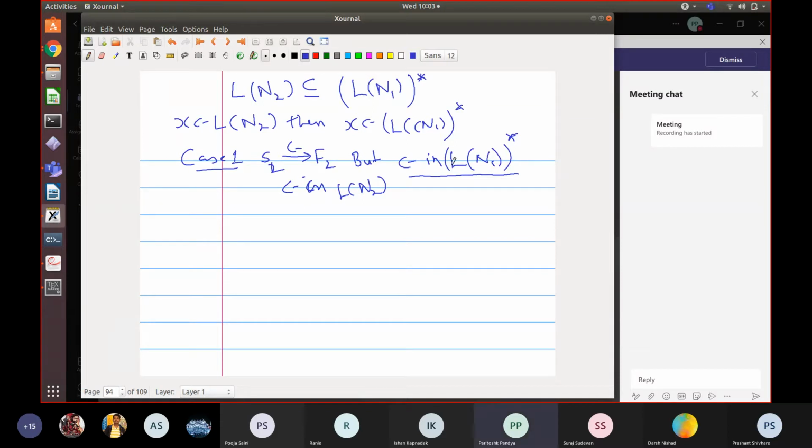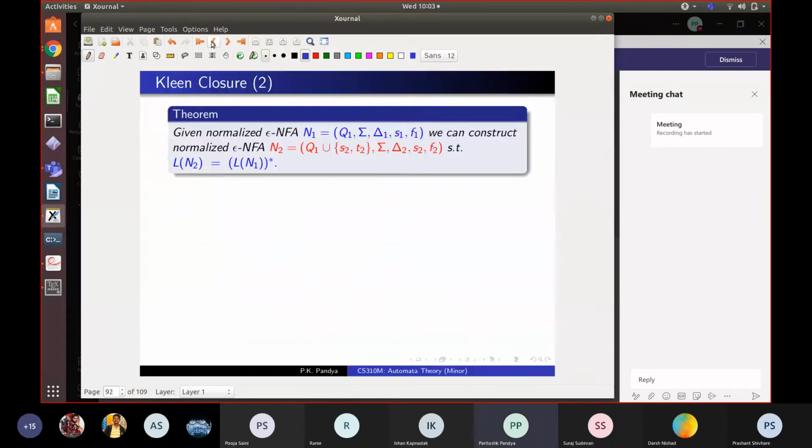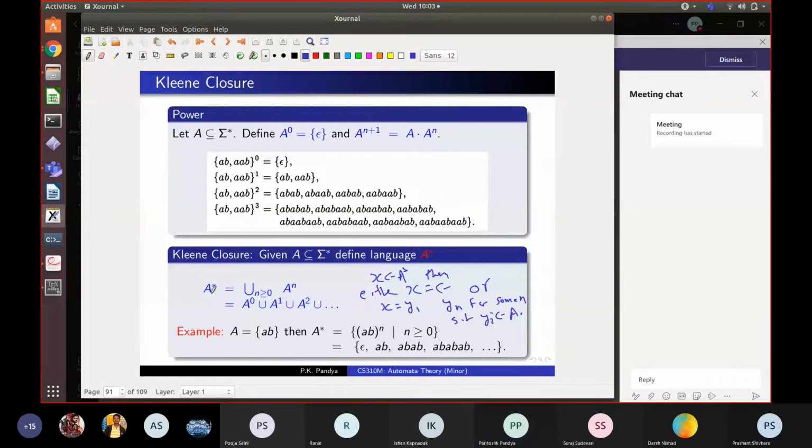What is the definition of A star? Let's go back to the definition of A star. It's A to the power 0 union A to the power 1 union A to the power 2, etc. So it includes everything in A to the power 0, everything in A to the power 1. Now what is A to the power 0? It contains the empty string. So A star for any arbitrary A will have epsilon in it.